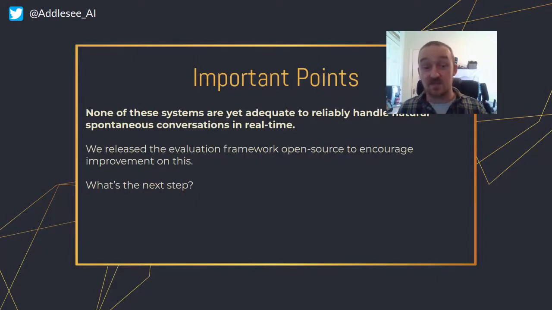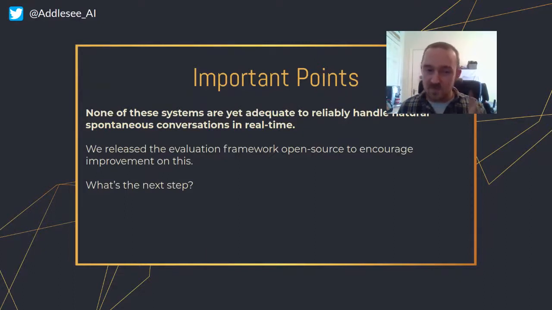Importantly, none of these systems are yet adequate to reliably handle natural spontaneous conversations in real time. And I'll stress again, this is very important for handling conversations with people that have cognitive impairments who don't know to adapt their speech for these systems. We want to be able to adapt to people, not the other way around. So we released this evaluation framework open source to encourage future systems to try and improve on these scores.